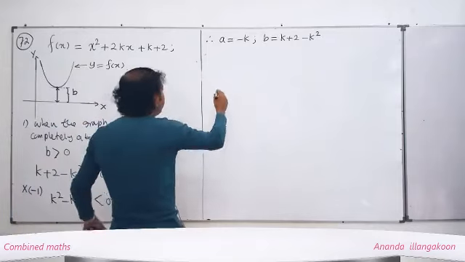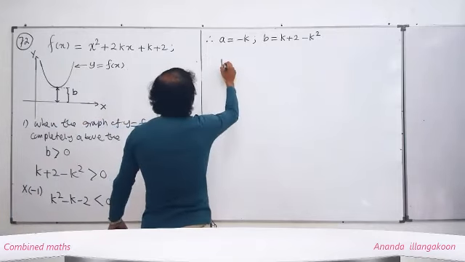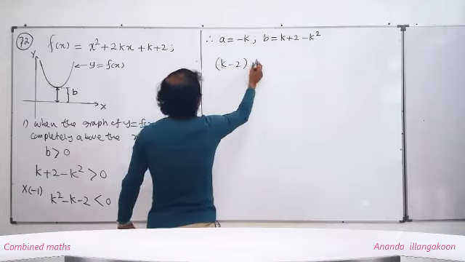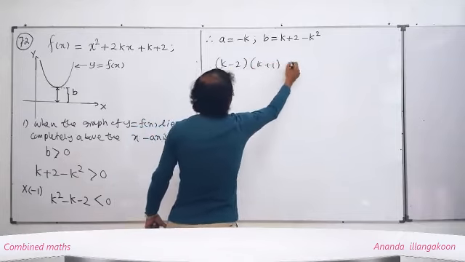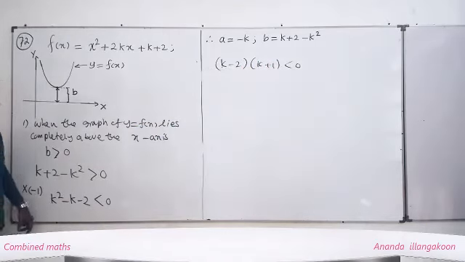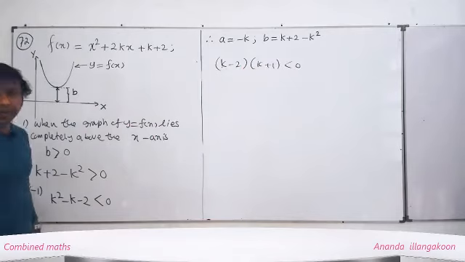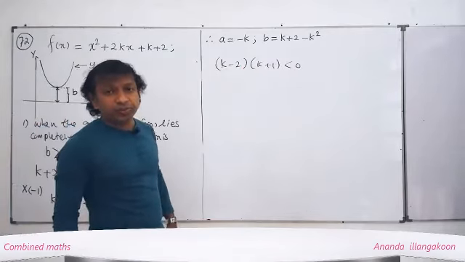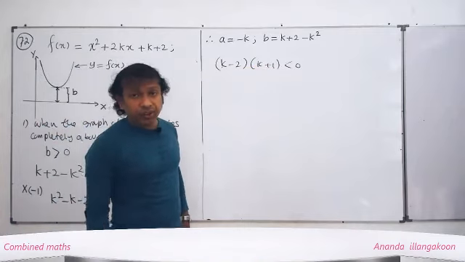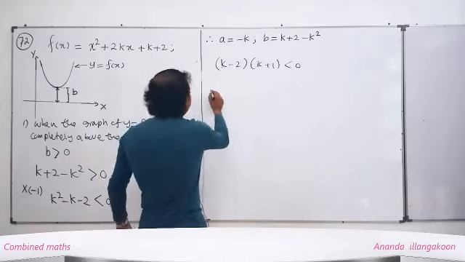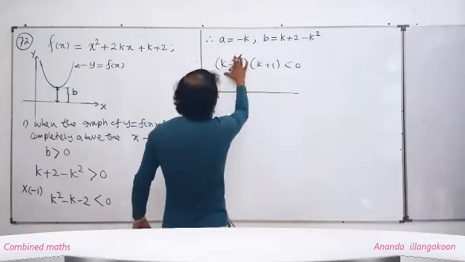Then what are the factors here? (k minus 2)(k plus 1) less than 0. You can very easily factorize this, no? -2 plus 1 is -1, so the middle term is -k. Now this is factorized. What is the next part? The next part is you have to equate each factor to 0, and bring those k values onto the number line.